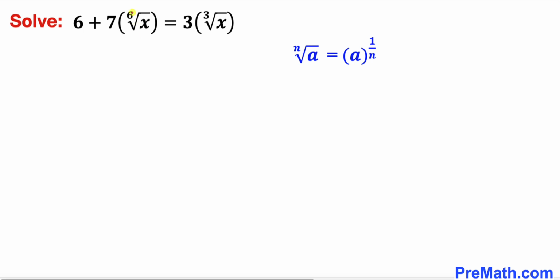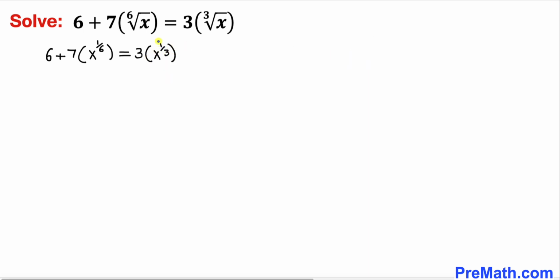And now in this next step, we are going to convert these radicals into exponential form by using this property. So this could be written as 6 plus 7 times x power 1 over 6 equals, on this side, 3 times x power 1 over 3.